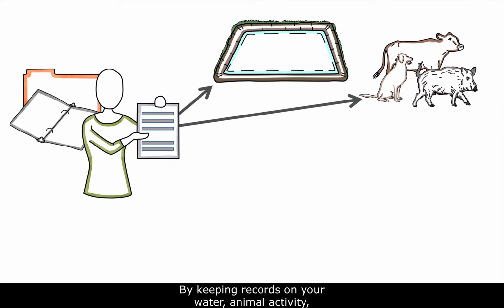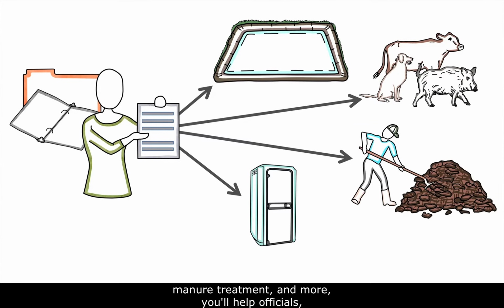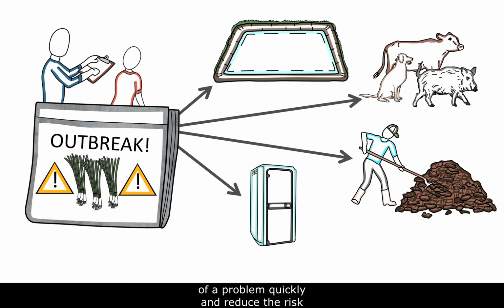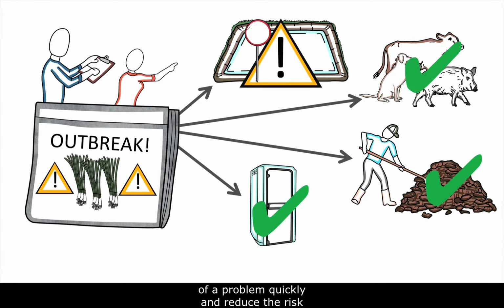These examples show why good record keeping matters. By keeping records on your water, animal activity, manure treatment, and more, you will help officials in the event of an outbreak find the source of a problem quickly and reduce the risk to your farm and livelihood.